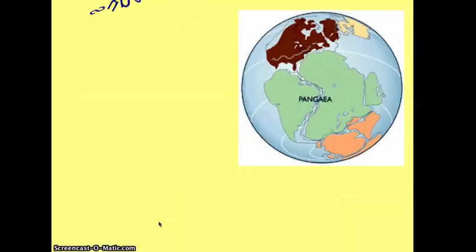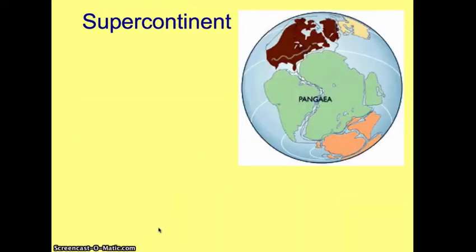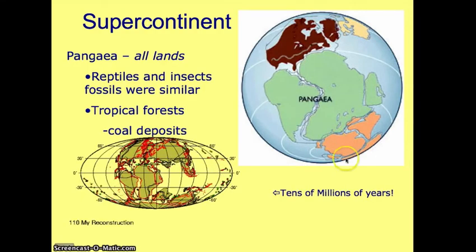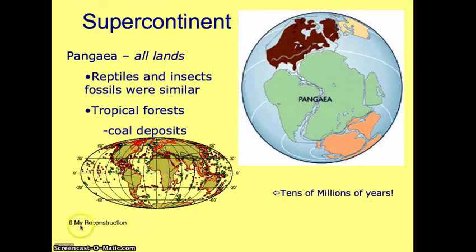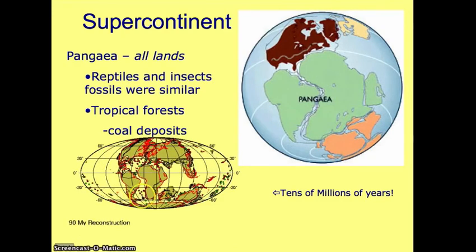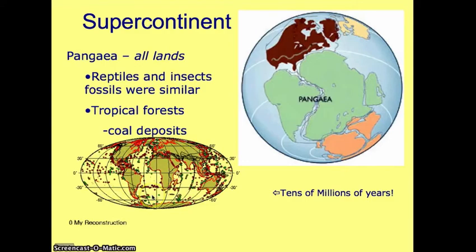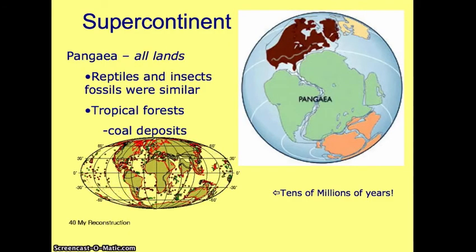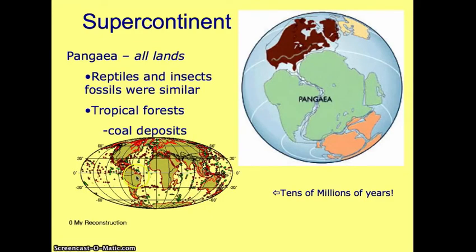So if we look at what Earth looked like 300 million years ago, we see that it has a supercontinent known as Pangaea. And Pangaea means all land. In this Pangaea, the reptiles and insects were very similar. There were tropical forests and coal deposits within all of these areas. If we look here at this reconstruction, we can see first at 0 million years we have Pangaea, and we have all these coal deposits and tropical forests, and over time, you can watch the red lines move as they separate to what we now see as current day Earth.